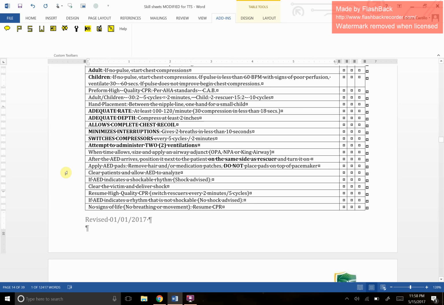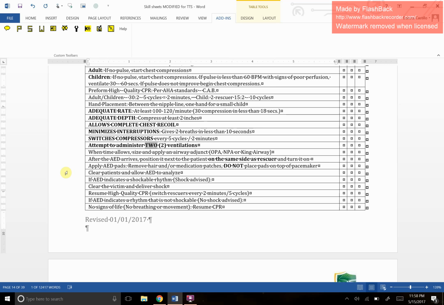Adequate rate, at least 100-120/minute, 30 compressions in less than 18 seconds. Adequate depth, compress at least 2 inches. Allows complete chest recoil. Minimizes interruptions, gives 2 breaths in less than 10 seconds. Switches compressors every 5 cycles/2 minutes.